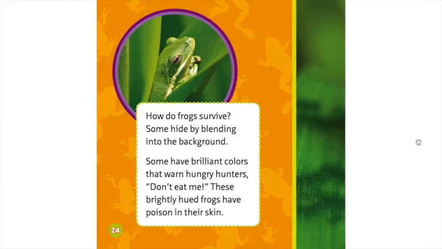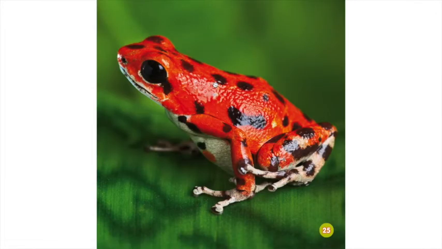How do frogs survive? Some hide by blending into the background. Some have brilliant colors that warn hungry hunters, "Don't eat me." These brightly hued frogs have poison in their skin. It looks like this frog is trying to hide and blend into the leaf. And this poison frog is trying to stand out and tell other animals that it's poisonous.